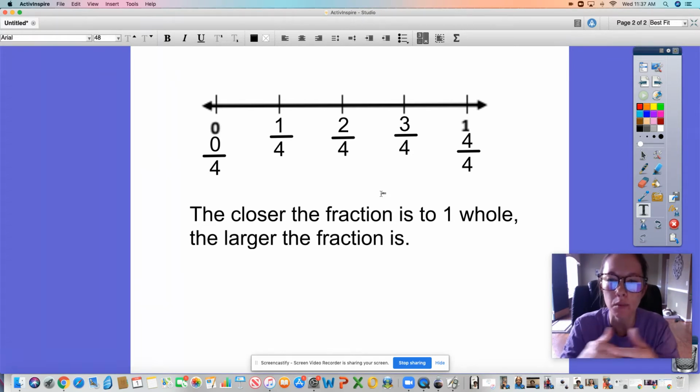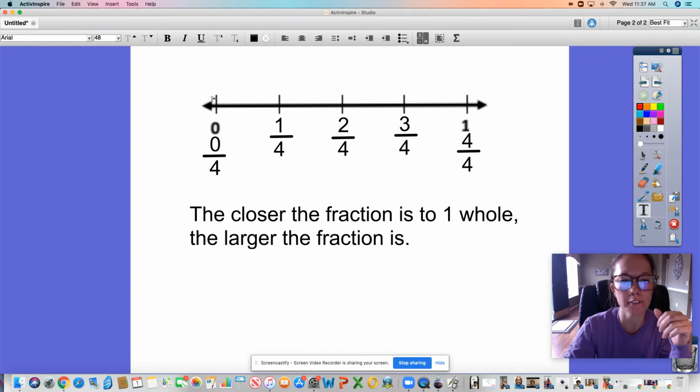And so on this number line, what we notice is that as we move from left to right on our number line, the closer the fraction gets to one whole, the larger the fraction is. Makes sense. If we have one part out of four parts versus having three parts out of four parts, it makes sense that the three parts out of four parts is larger.